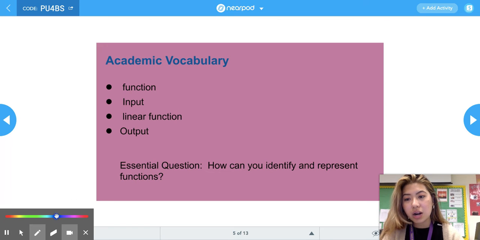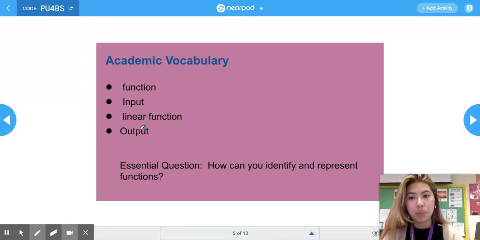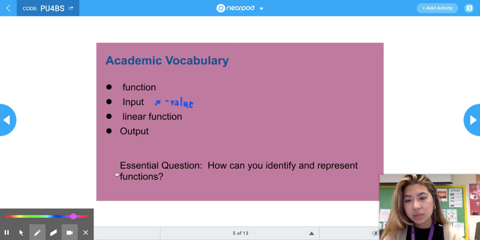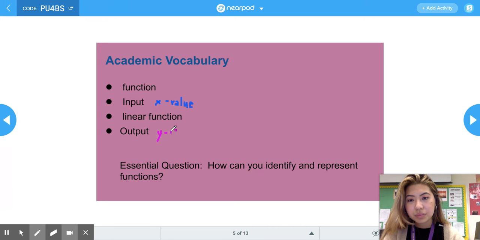So functions are equations that have an input and an output. An input is the x value, while an output is the y value. And when we talk about linear functions in particular, we can write the equations y is equal to k times x, which is the linear equation for proportional relationships, and y is equal to mx plus b, which is the linear equation for non-proportional relationships.